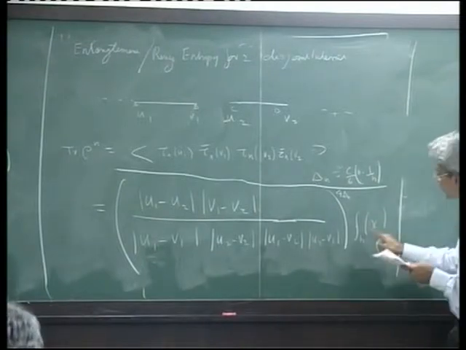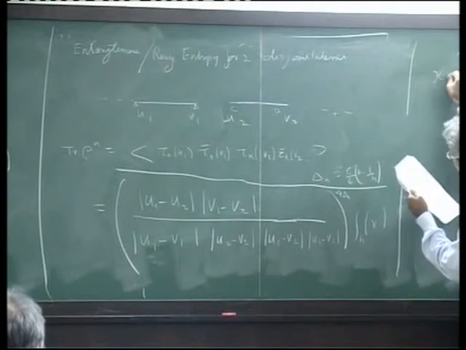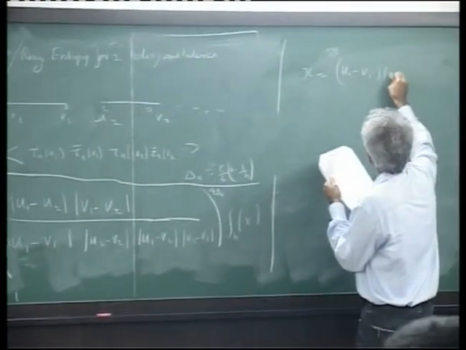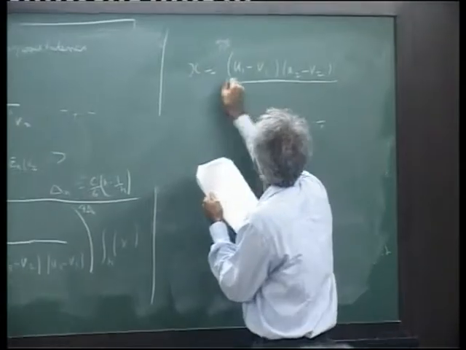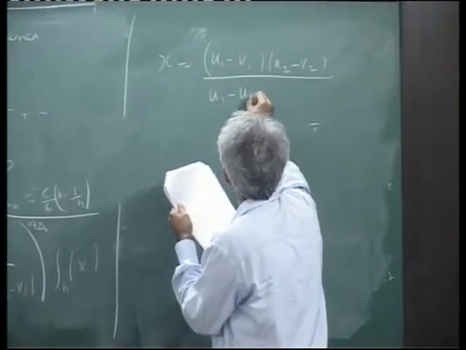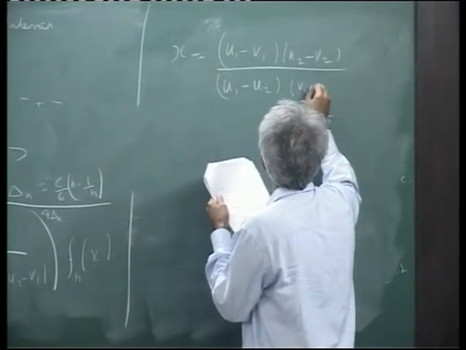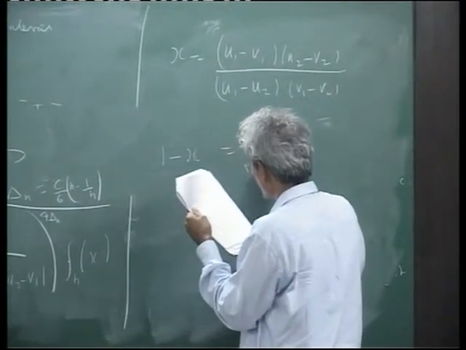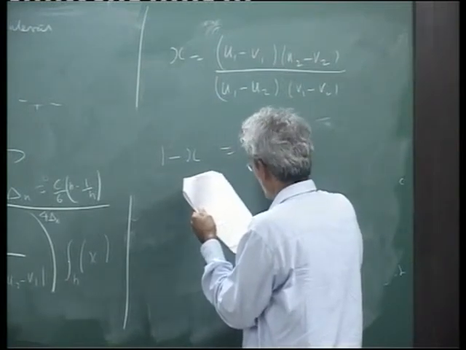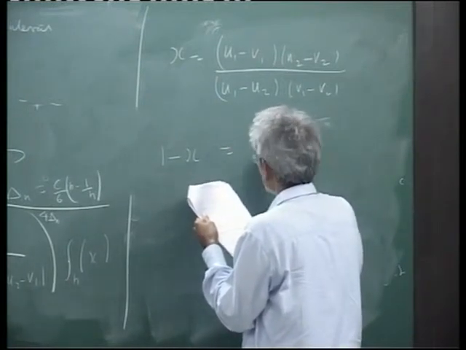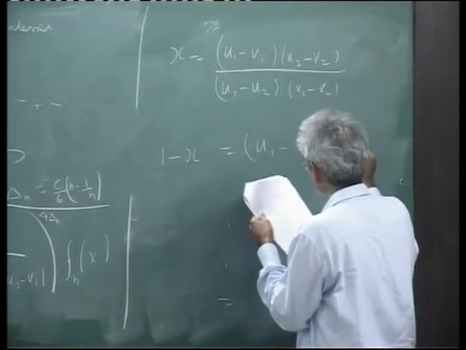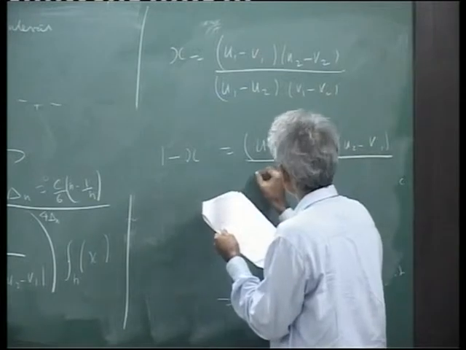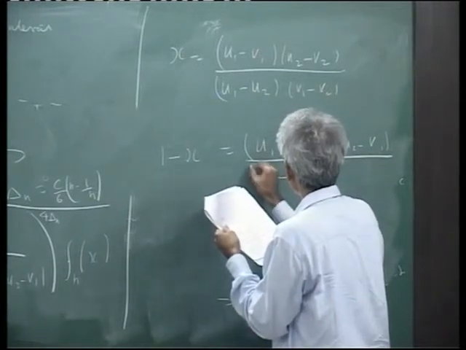So F_n(x), where x is basically the cross ratio. Let me write it out: u1 minus v1, u2 minus v2, by u1 minus u2, v1 minus v2. And let me also write 1 minus x. It's good to remember this: u1 minus v2. So you can say this much. From this much, actually, we can say quite a lot of information about the answer.